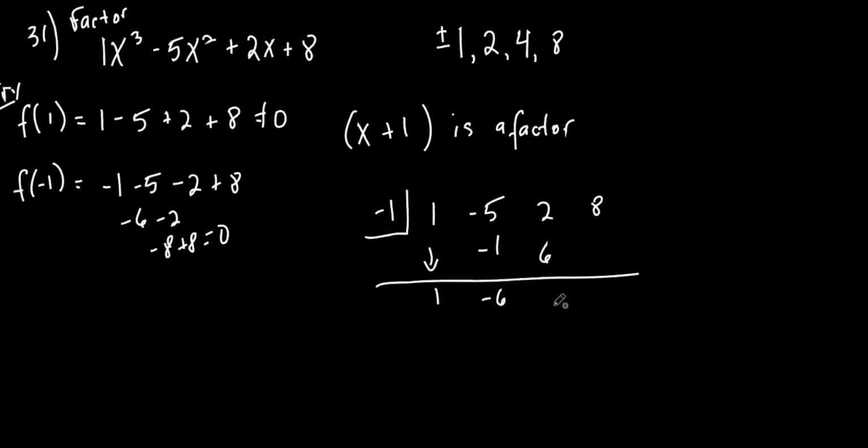Oh, did I do that wrong? Oh, no, I did it right. 8. Forgot this is negative. Right, that's negative 8. And look at that. That's a 0. So what is this? This is x squared. Look, I don't have to be doing this for you. I could just let you do all this on your own.